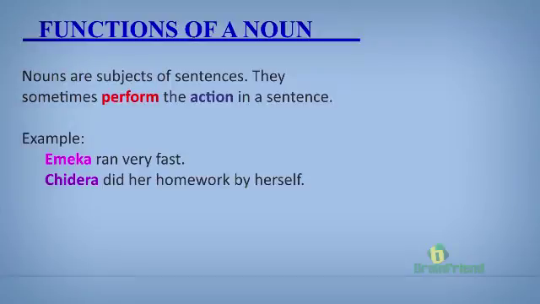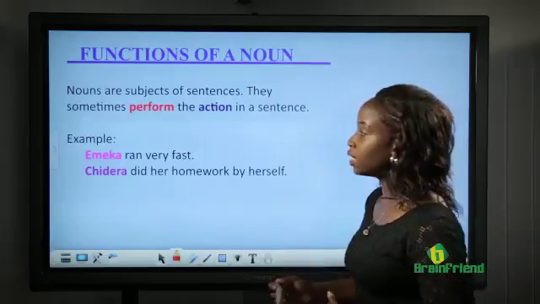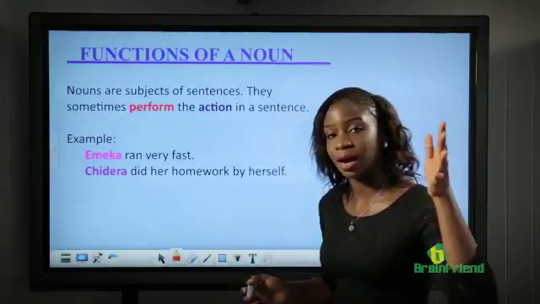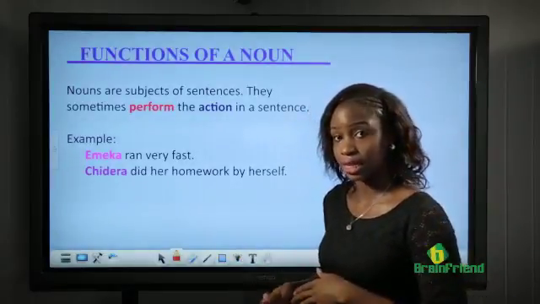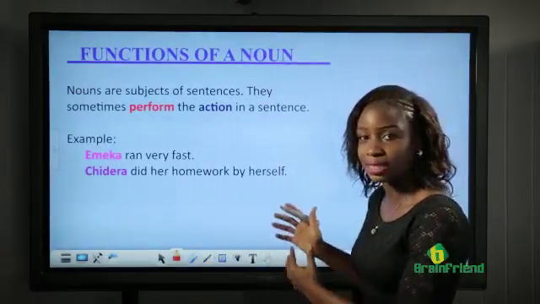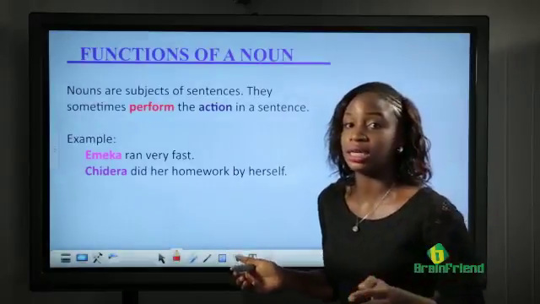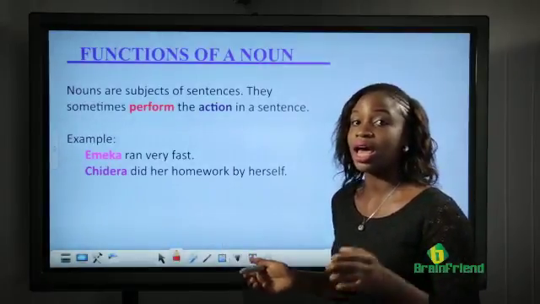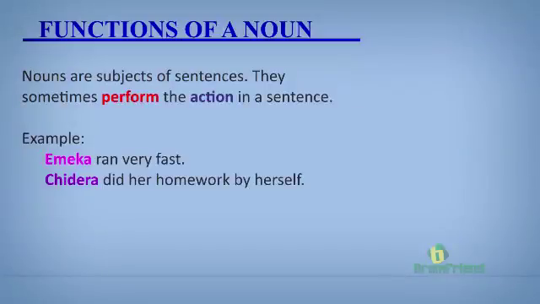That is, they perform the function of the subject in a sentence. A sentence is made up of the subject and the predicate. The predicate is made up of the verb and, in some cases, the object. The subject is the first part, that is the performer of the action in the sentence, while the predicate, which contains the verb, is the other part that tells you what the subject is doing or what the subject has done. For example, Emeka ran very fast.